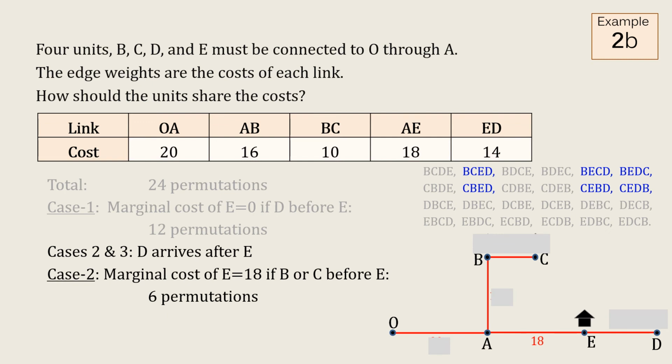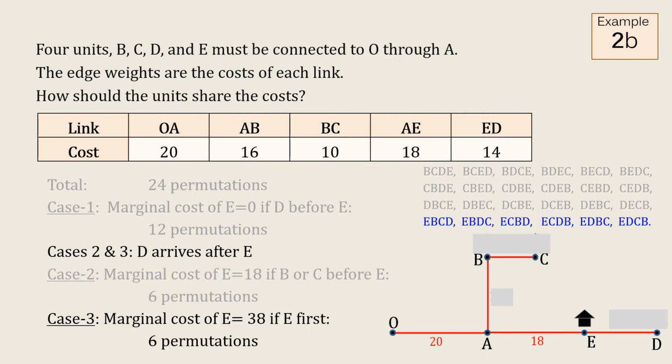So this is case 2. Here, at least one of these two units, B and C, is there before agent E arrives. There are 6 such cases. And in this case, this link is already existing. So agent E has to pay only this cost, 18. So that's the marginal cost of agent E. And there are 6 such cases, 6 permutations.